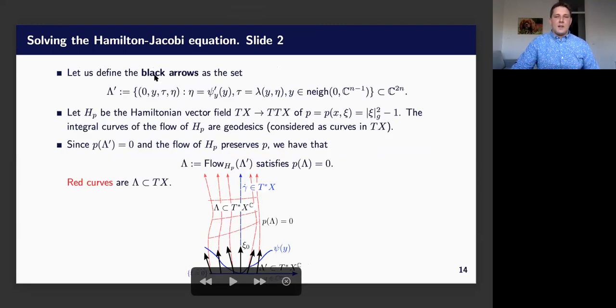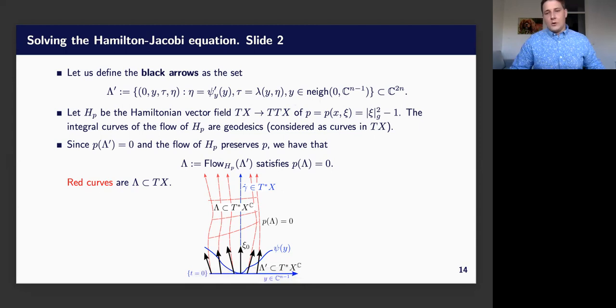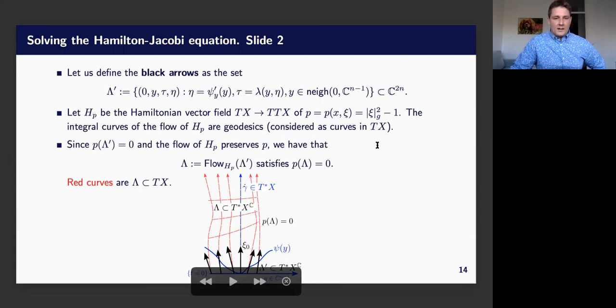Okay. So as said, the black arrows were given by these conditions. So t was 0, y is free, tau is given by this lambda function, the implicit function, and eta was given so that the initial condition is satisfied. And actually I have written here that y belongs to C^(n-1). I wanted to highlight this, that since we are going to find an analytic solution for the phase function, it's natural to work in the complex domain. Okay, so we have a set lambda prime, the black arrows.